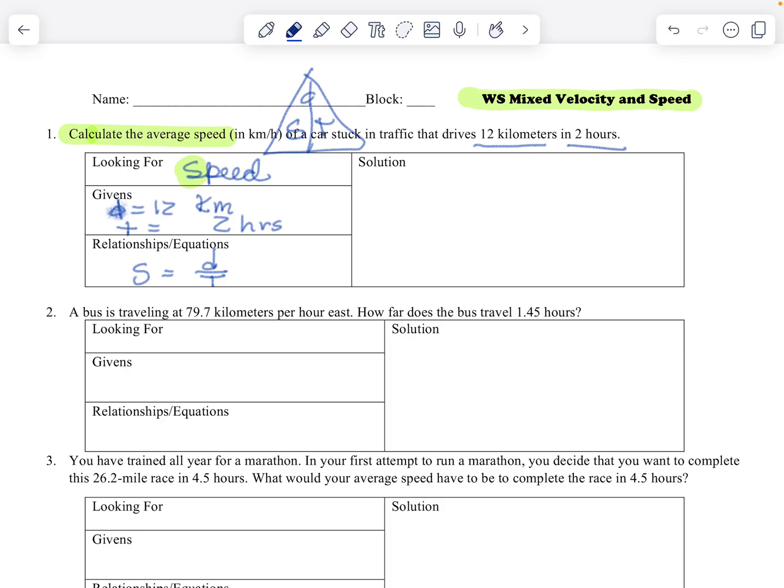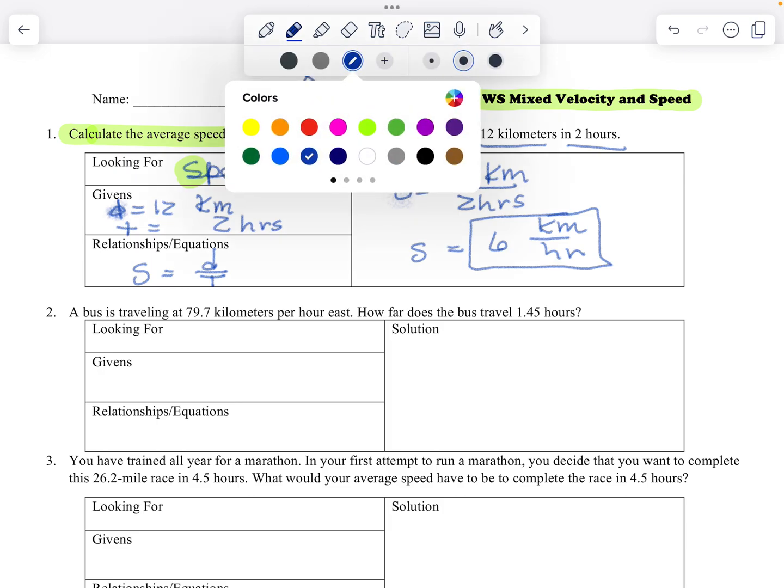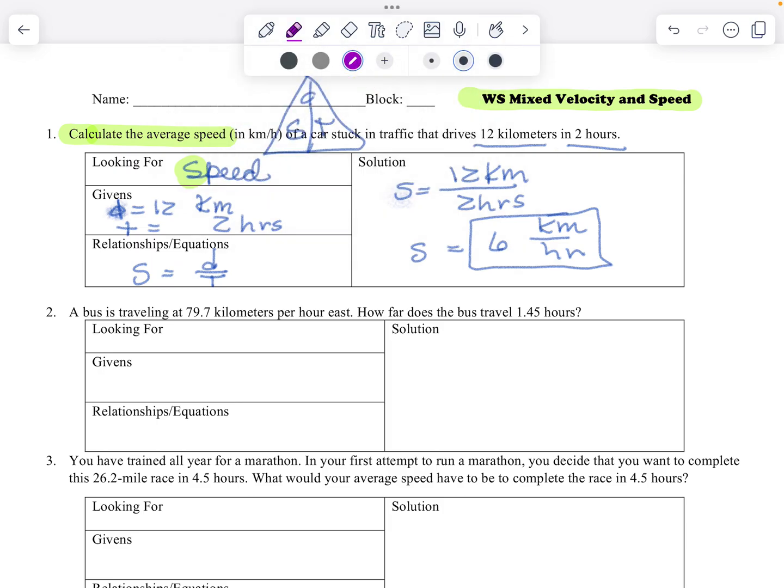Then our solution, we're going to sub and solve. Speed equals our distance, which is 12 kilometers, divided by 2 hours. So our speed will equal 6 kilometers per hour. Make sure you've written each and every one of these characters, letters, and numbers down in your problem.